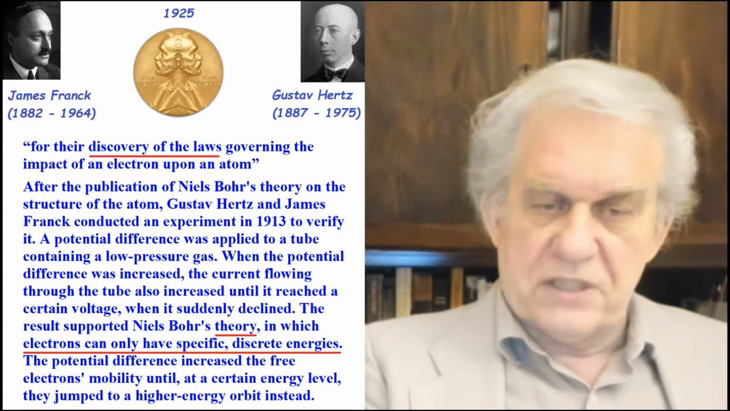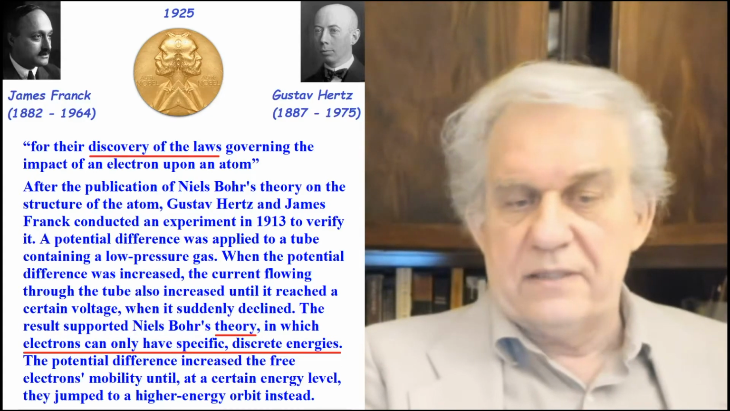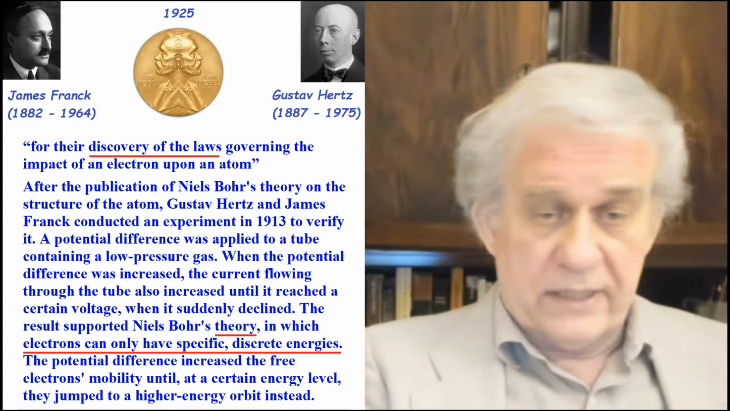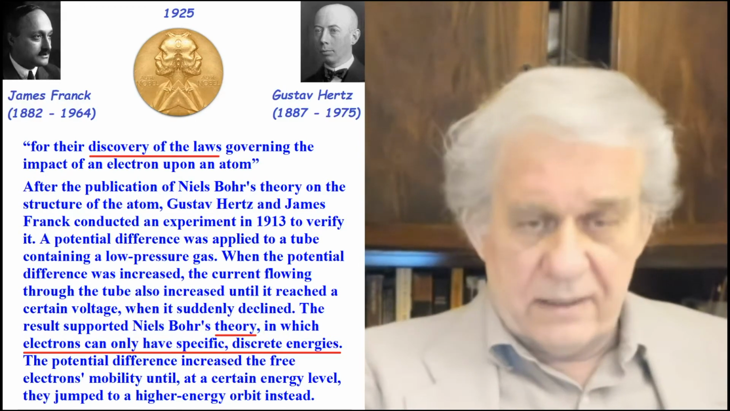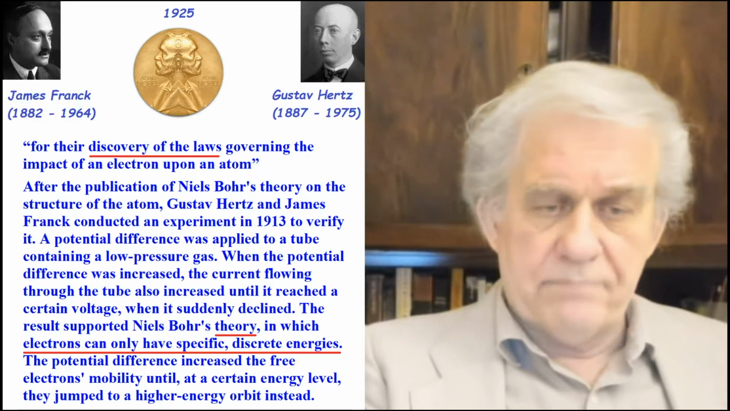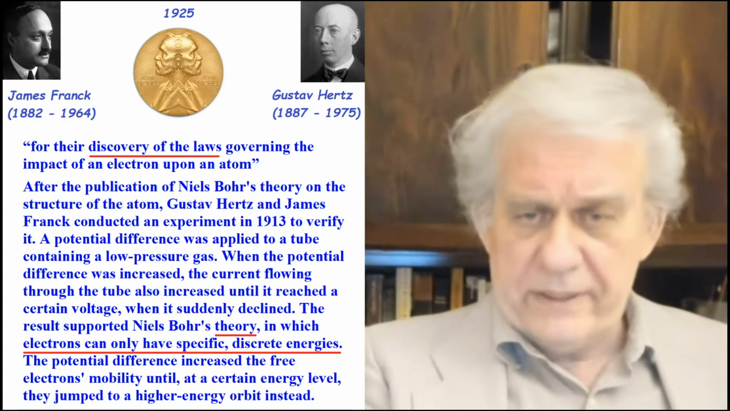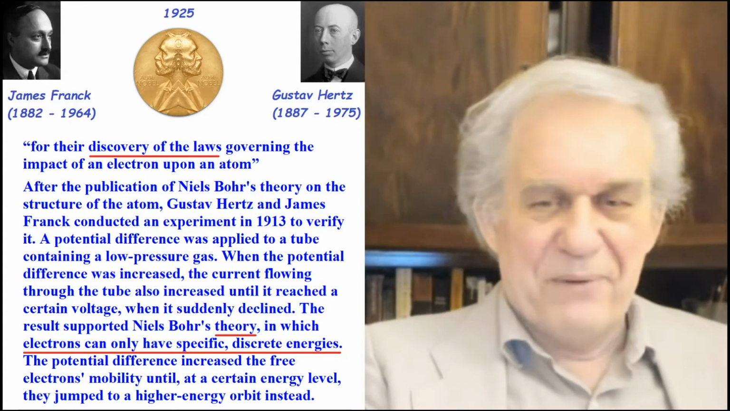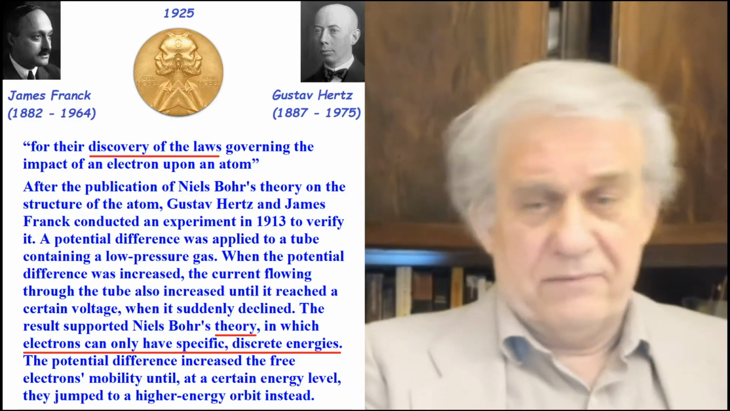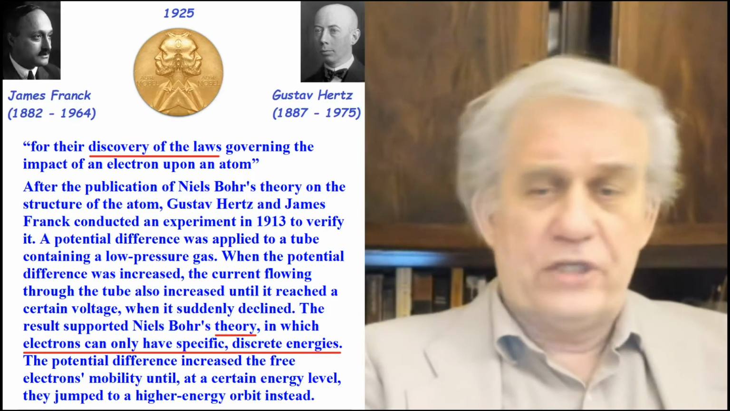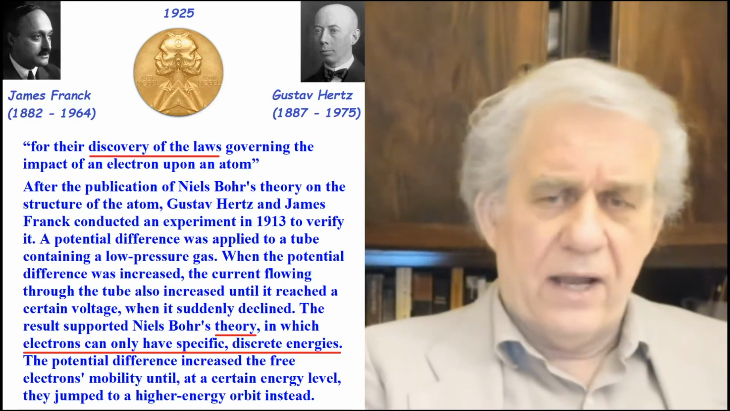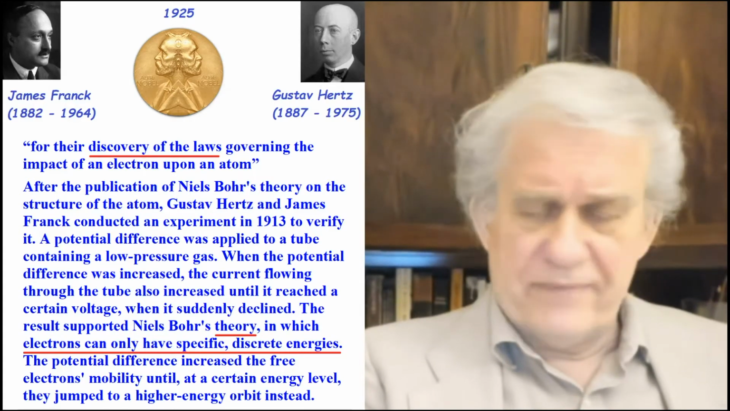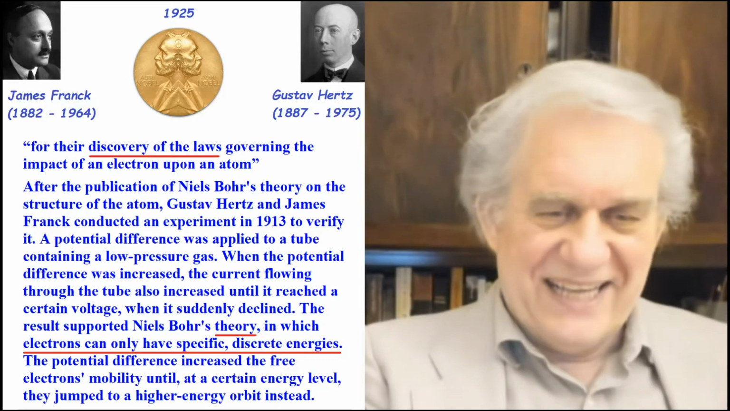The potential difference increased the free electron's mobility until a certain energy level, whatever that is. We don't know what an energy level is. We don't know what energy is, but they talk about these things as if they knew what they're talking about. Again, racetracks. They jumped to a higher energy orbit. Orbit? We went from Earth to Pluto and back, and we don't know why the asteroid goes from Earth orbit to Pluto orbit. Why does that do that? Why does it go outside the solar system? My God, I wish I knew, right?